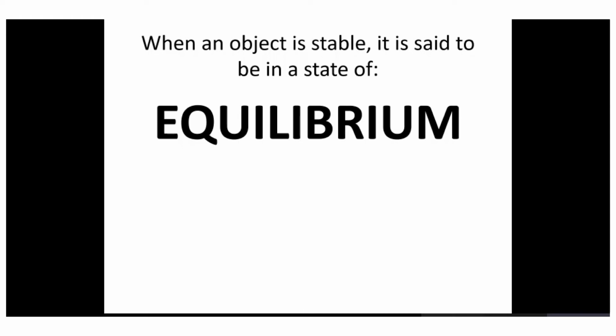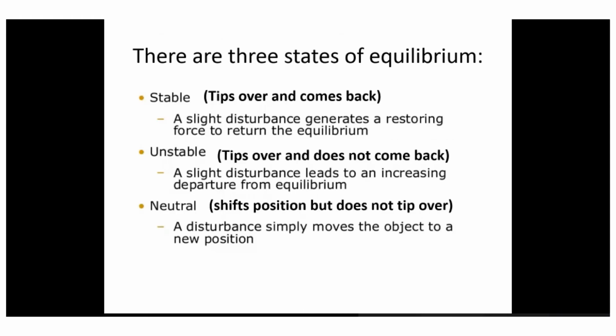There are three ways that an object can be in equilibrium. The first one is called stable equilibrium. The object, if we give it a disturbance, if we tip it, it will tip over and come right back to its original position. The second type of equilibrium is called unstable equilibrium.